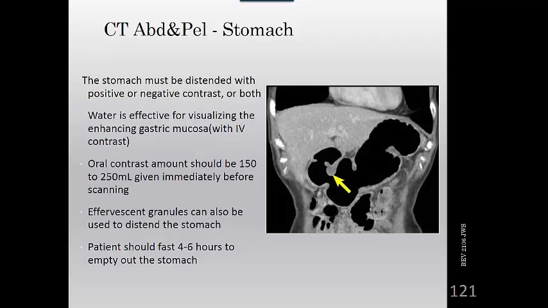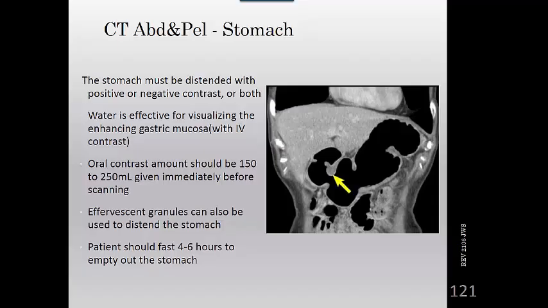All right, for the stomach, just some facts about the stomach when we scan it. It's not usually scanned by itself, but when it is, it must be distended with positive or negative contrast or both. Water is effective for visualizing the enhancing gastric mucosa when you give IV contrast. Oral contrast amount should be 150 to 250 milliliters given immediately before scanning.